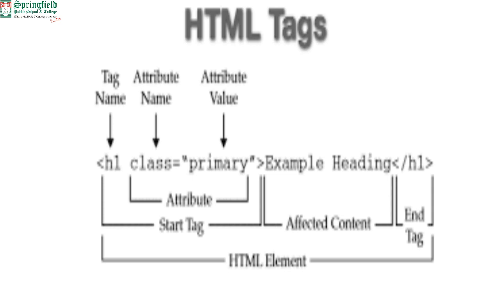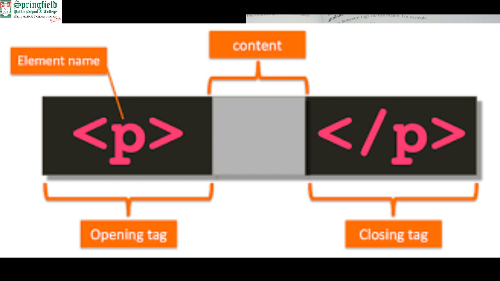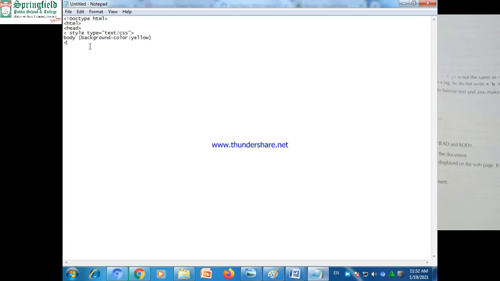Container elements means they have both on and off tags. Empty elements mean BR, HR. It's an empty tag. They don't have on and off tags. They have just one tag. BR is a break line, HR is a horizontal line. Is it clear?